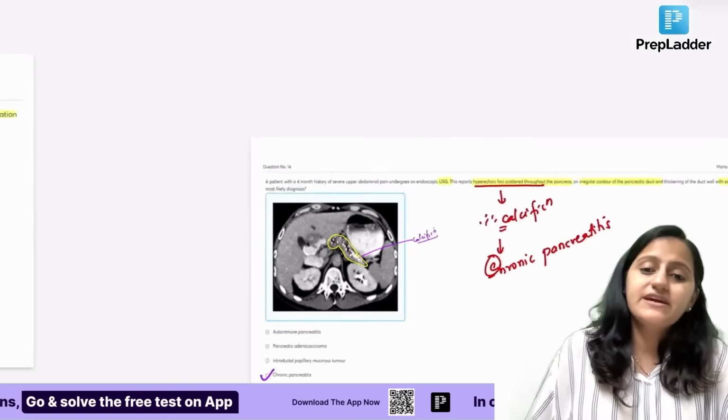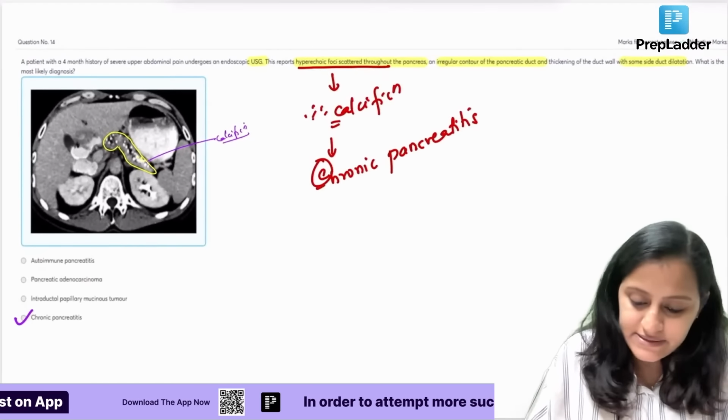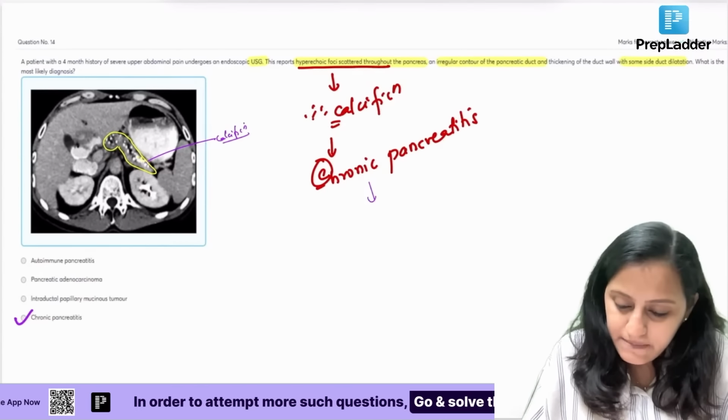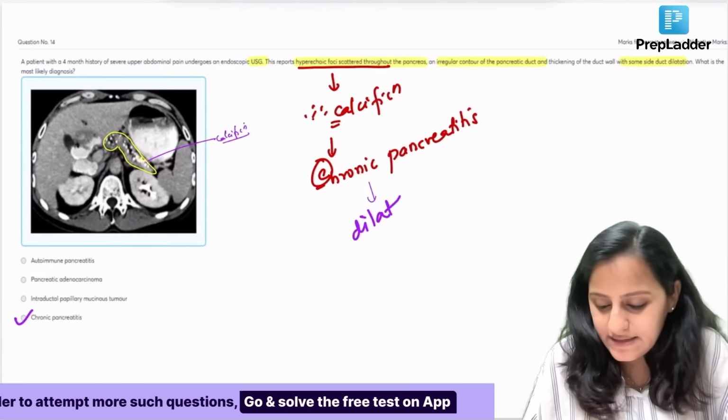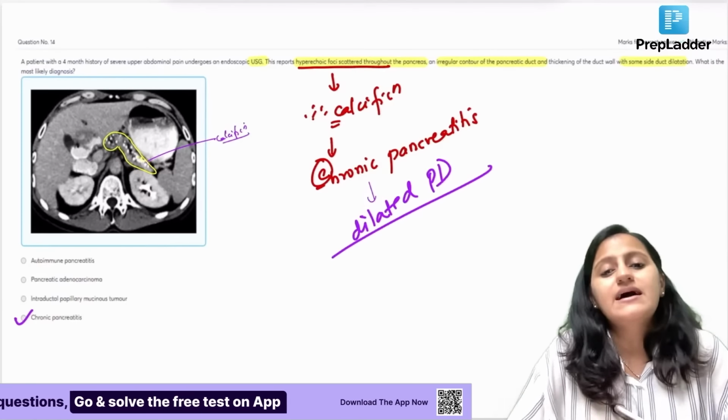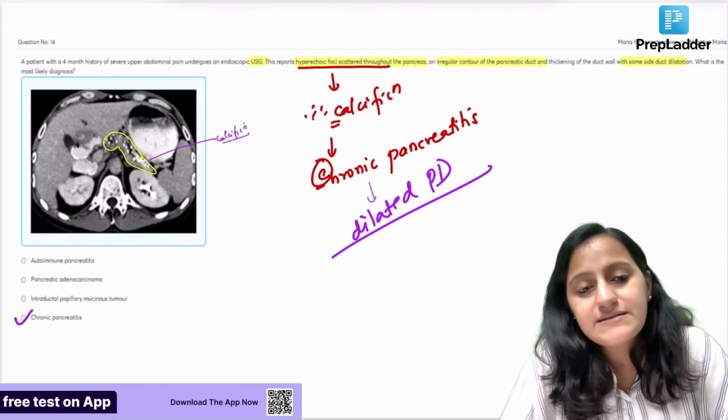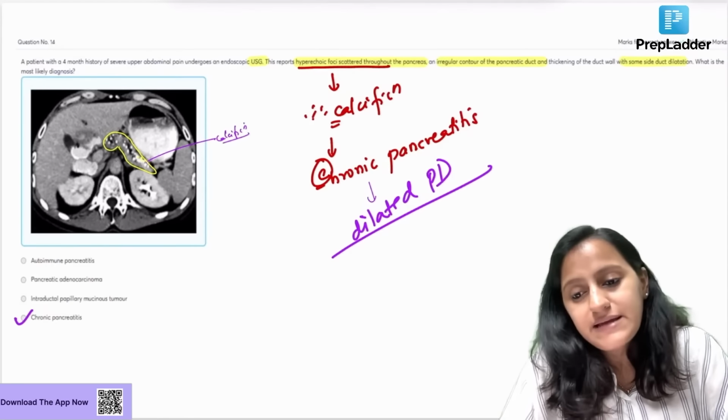So calcification, chronic pancreatitis. What else do you see in chronic pancreatitis? Dilated pancreatic duct. Dilated pancreatic duct is seen in chronic pancreatitis.